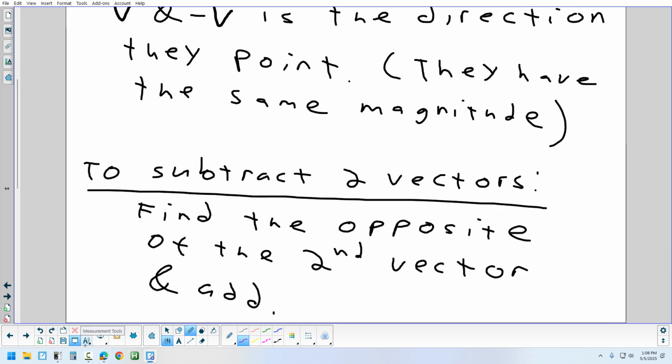So to subtract two vectors, we're not really going to subtract them. We're going to add the opposite. But adding the opposite is subtraction.